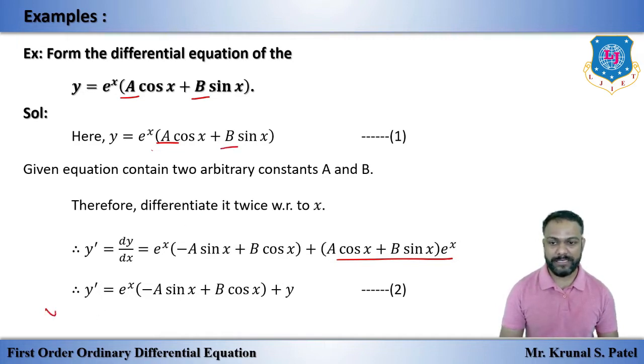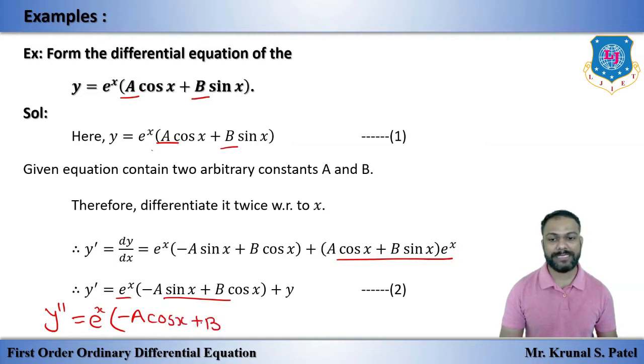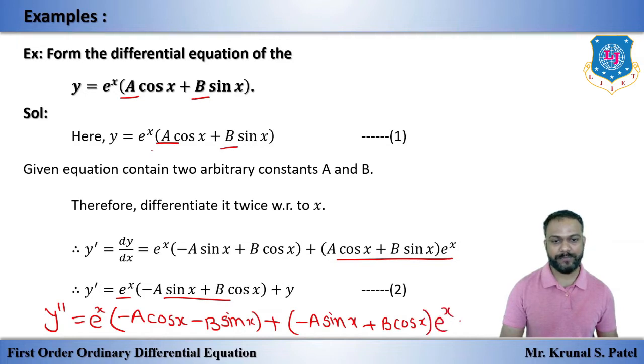So if we differentiate this, y dash becomes y double dash, and again we have to apply the product rule to these two. First e raised to x as it is, and differentiation of this is minus a constant, differentiation of sin x is cos x, plus b constant, and differentiation of cos x is minus sin x, so this becomes minus. Now plus this bracket as it is, and differentiation of e raised to x is e raised to x, plus differentiation of this y is y dash.